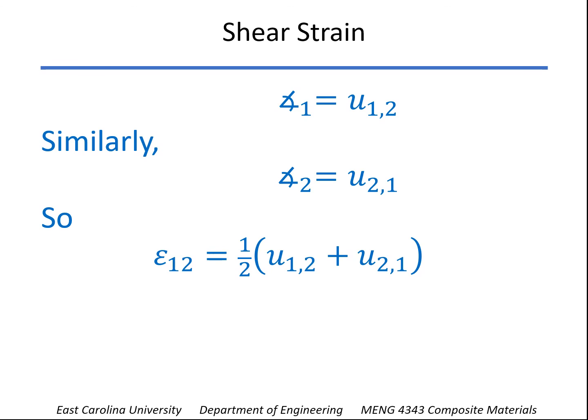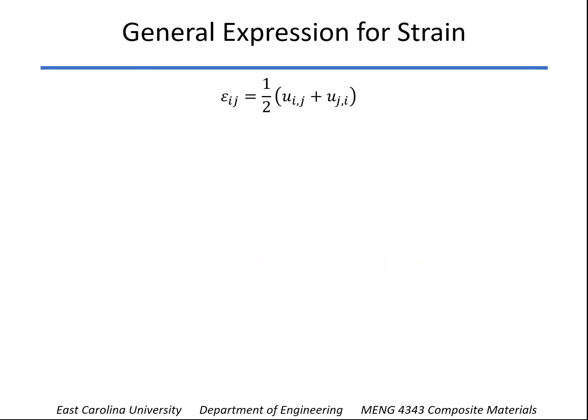And by the way, the order in which we add those doesn't make any difference, so you'll be able to see very clearly that epsilon 2 1 would be the same as epsilon 1 2. So here's our general expression for strain, and this works for both normal and shear strains. 1/2 (ui comma j plus uj comma i). And you can see if it was a normal strain, those two would be the same. And so again, you'd have double those things, and the two would then cancel out. But again, that works for both normal and shear strains.